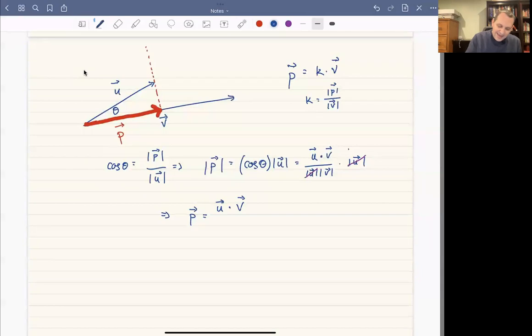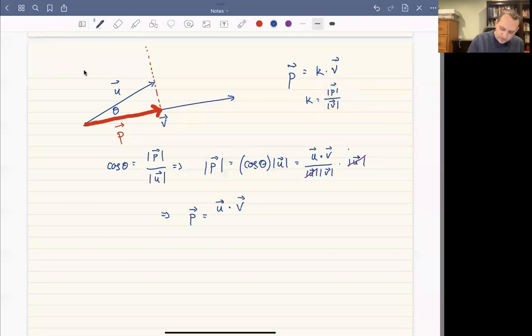But the point here is that K is going to be the length of P divided by the length of V. And so if you take that and plug it in, you're going to get that P is going to be K, which we just said is this: the length of P divided by the length of V. And the length of P we have a formula for.